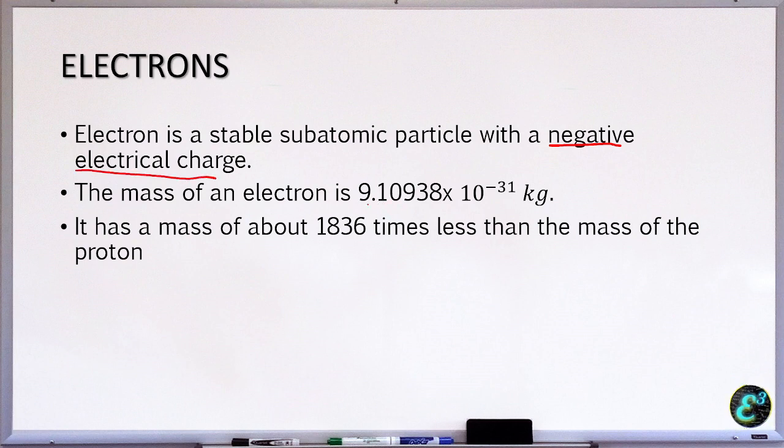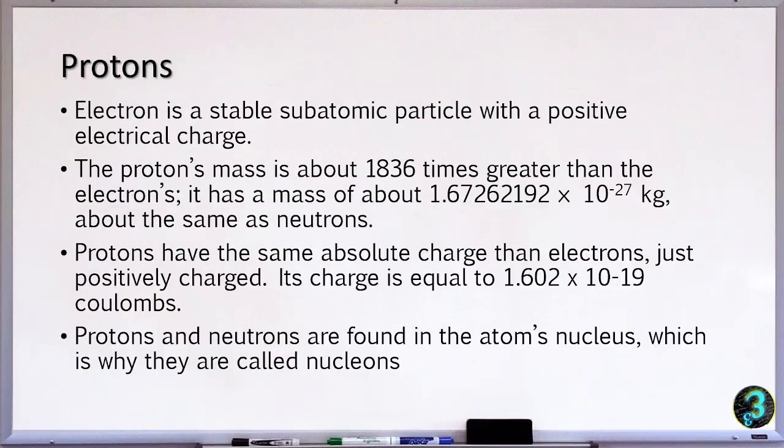Yung mass ng electrons is 9.01 times 10 to the power of negative 31 kilograms. Sobrang baba ng kanyang mass. The mass of an electron is about 1,836 times less than the mass of a proton. The electron is negative charge, so there's no way that an electron could be changed from negative to positive. The charge of an electron is always negative.